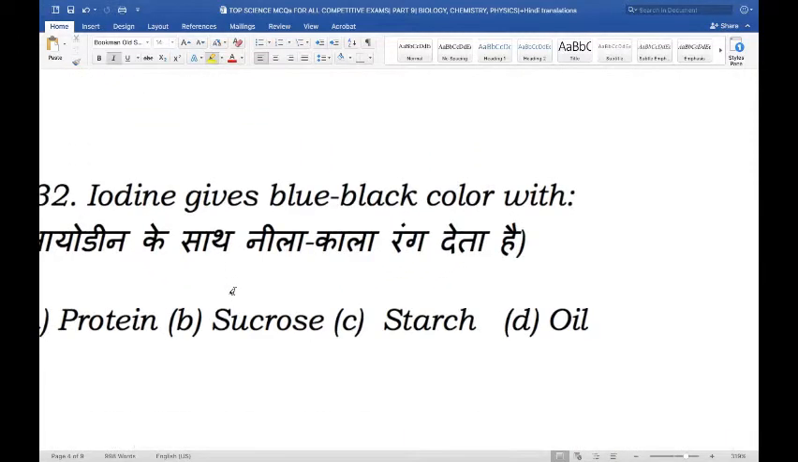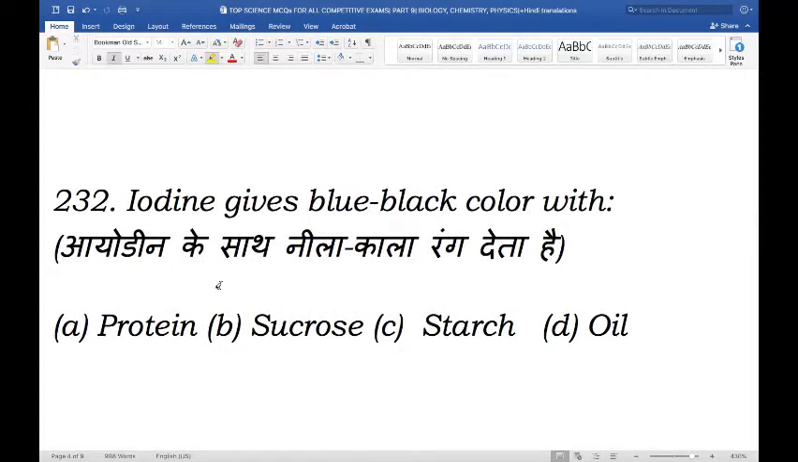Moving on to the next question. Iodine gives blue-black color with. Is it A, protein, B, sucrose, C, starch, or D, oil? So iodine is also known as an indicator. So reacting with which of these options does the iodine color change to blue-black? And the right answer here is starch. Iodine, in the presence of starch, changes its color to blue-black. In the absence of starch, the solution will remain its natural light brown color.